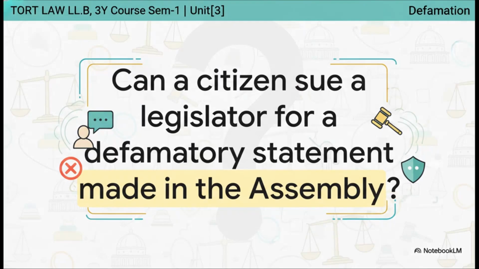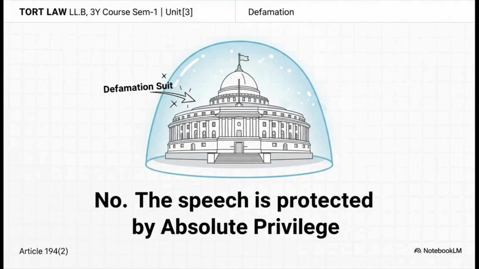Let us examine the application of privilege with this specific hypothetical. A member of the state legislature, during a speech on the floor of the assembly, calls a private citizen a smuggler. Can the aggrieved citizen successfully sue the member for defamation? The answer is no. Under Article 194, Clause 2 of the Constitution of India, the speech is protected by absolute privilege. It is therefore completely immune from a defamation suit.